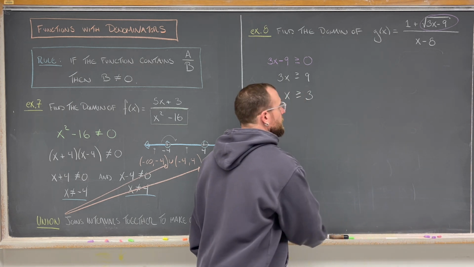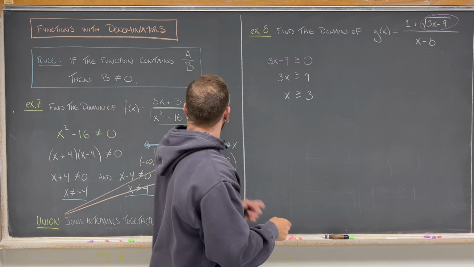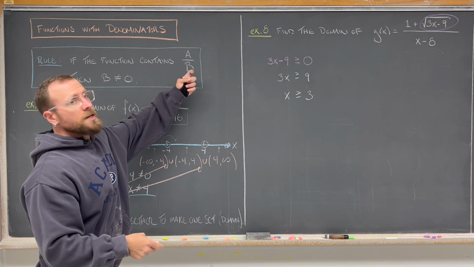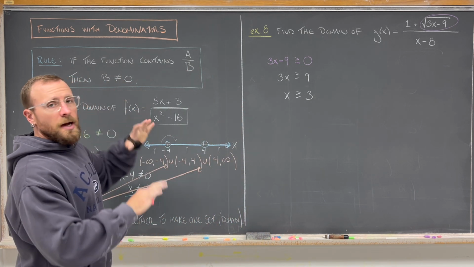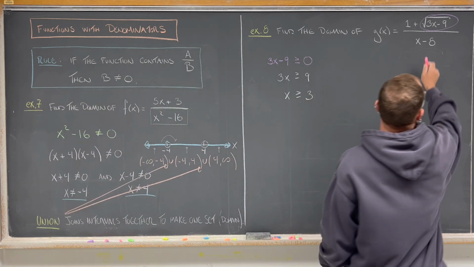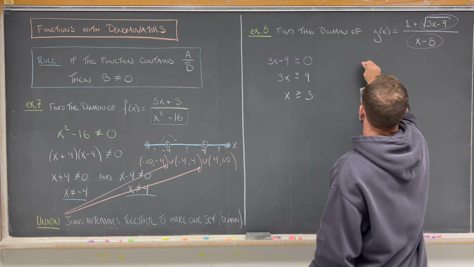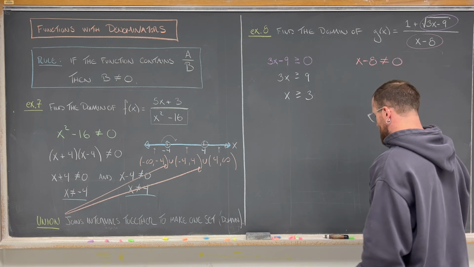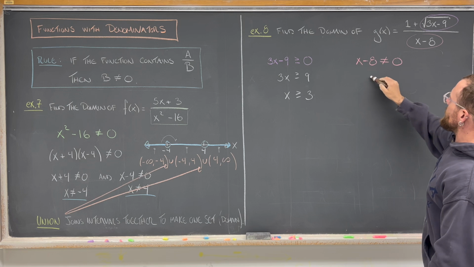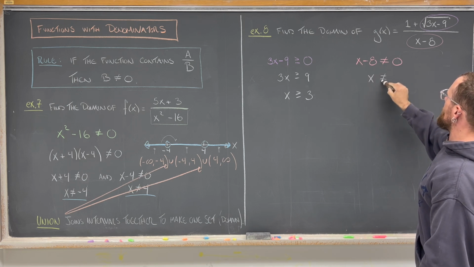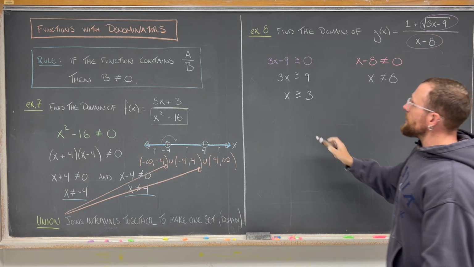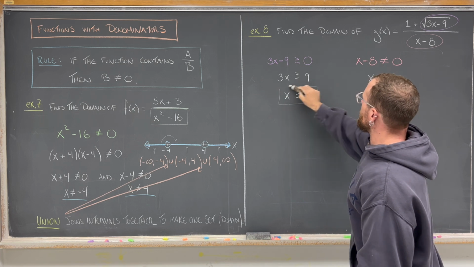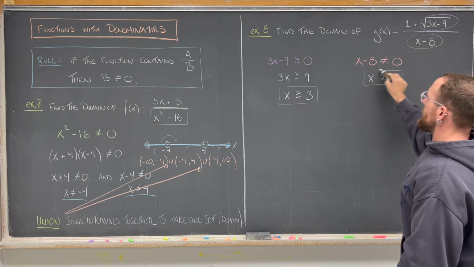but there's something else to consider here because there is a denominator. And this new rule tells me that when there is a denominator, the denominator is not allowed to be 0. So seeing that there is a denominator of x minus 8, I know that x minus 8 is not allowed to be 0. Well, if I add 8 to both sides, that means that x does not equal 8. So this is what I know. X is bigger than or equal to 3, but also x is not 8.